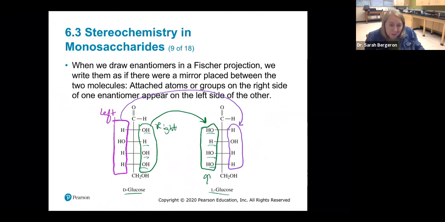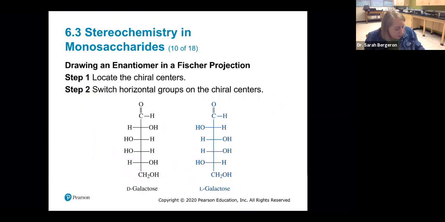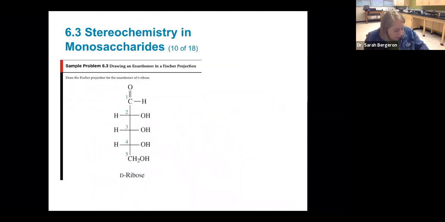And how do I know which one's D, which one's L? I know that if I look at my carbonyl and I go to my chiral carbon farthest away, I see that my OH group here is on the right, and that makes it D. Okay. All right, so drawing it, locate your chiral centers and switch your horizontal groups on your chiral centers. So let's try that. I'm going to cheat a little bit.